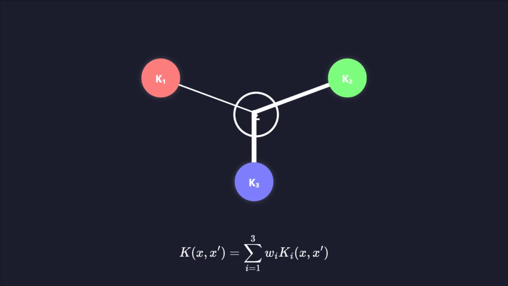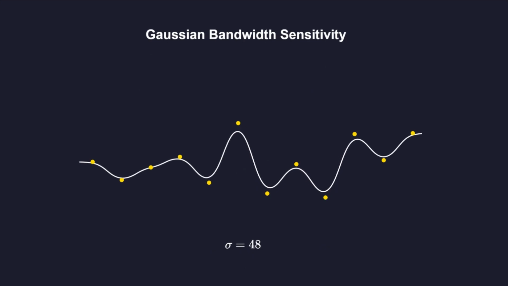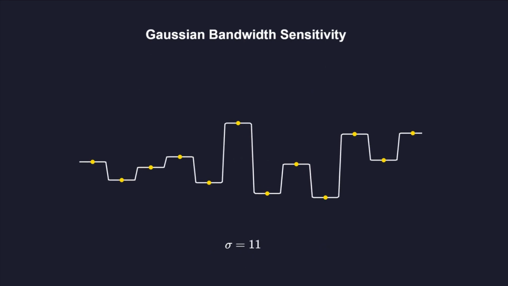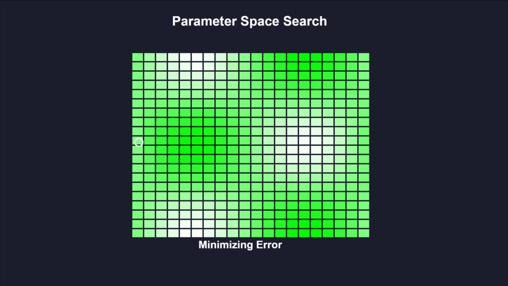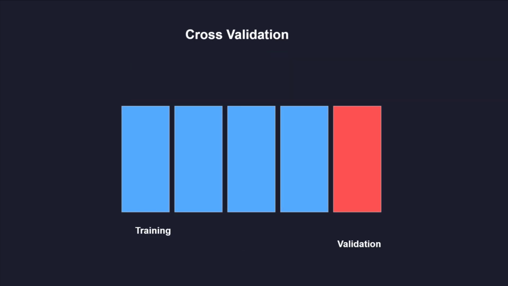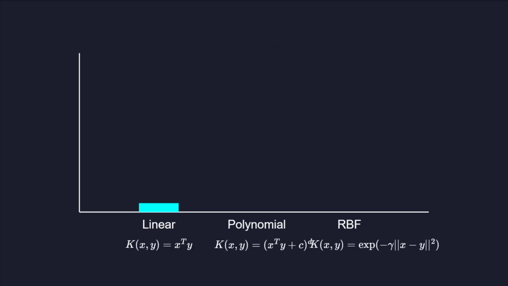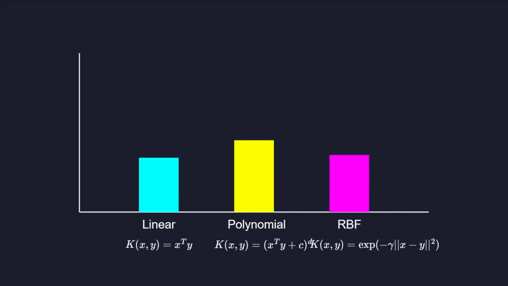Multiple kernel learning seeks to automatically learn the best combination of several base kernels for a specific task. The resulting kernel is a weighted sum of the base kernels, where the weights are learned during the training process. The performance of kernel methods is highly sensitive to the choice of parameters, like the Gaussian bandwidth. Cross-validation is typically used to search the parameter space and find the values that minimize the validation error.